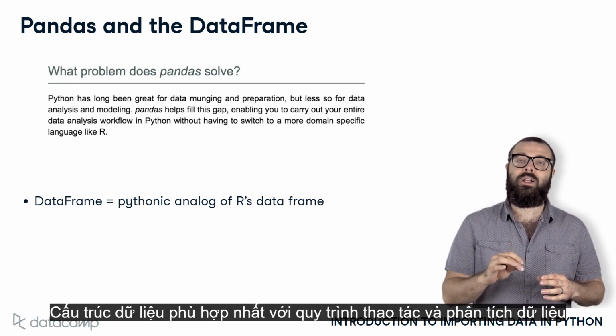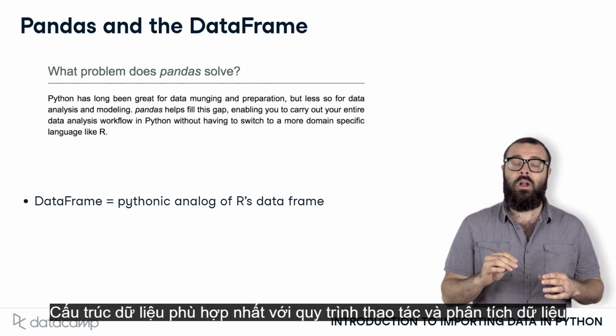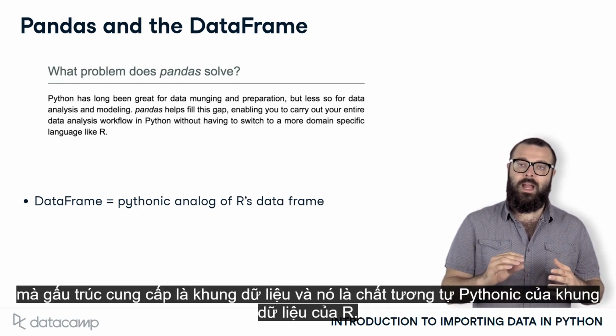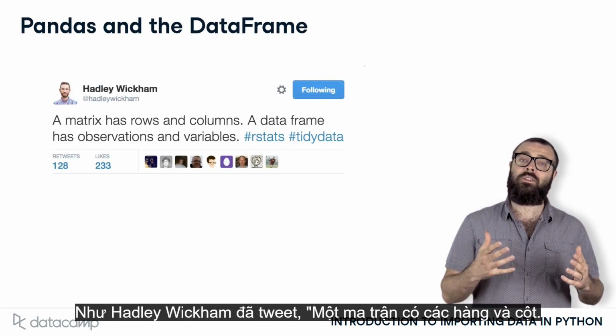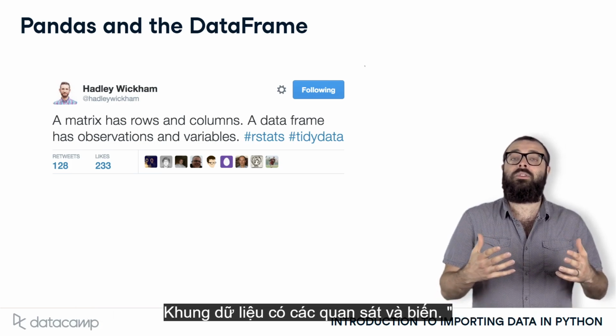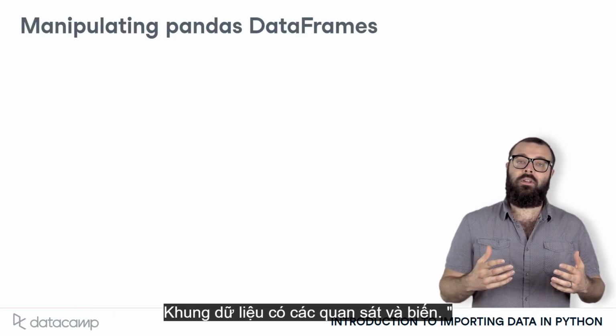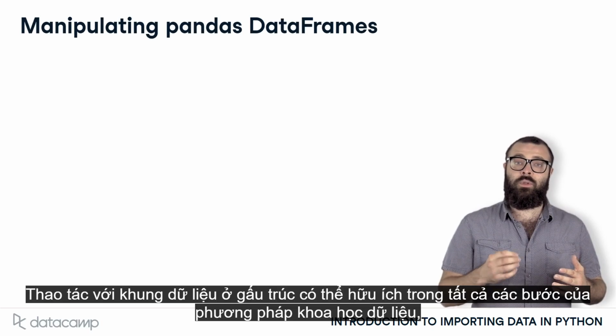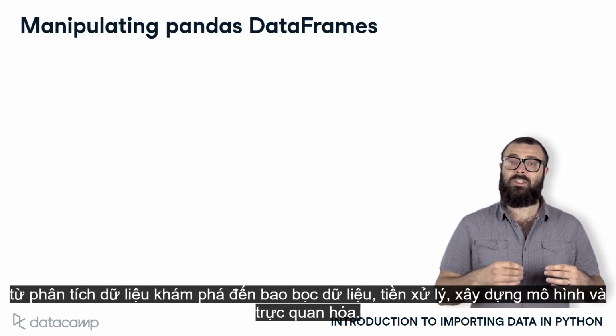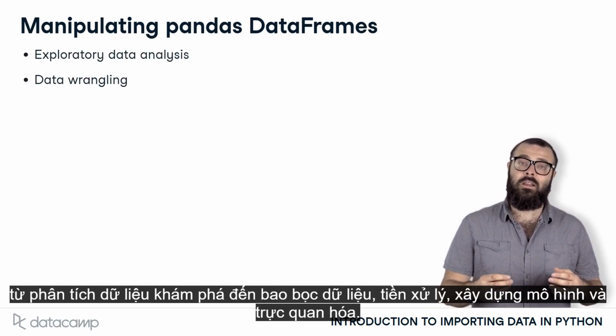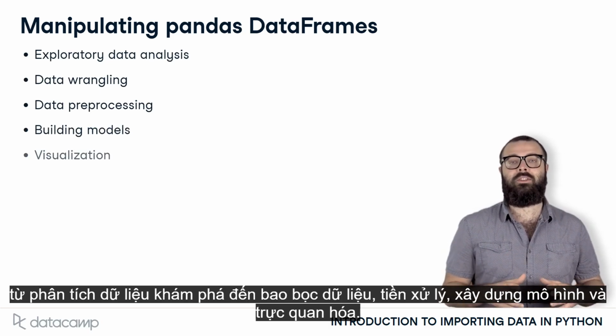The data structure most relevant to the data manipulation and analysis workflow that Pandas offers is the DataFrame, and it is the Pythonic analog of R's data frame. As Hadley Wickham tweeted, a matrix has rows and columns, a data frame has observations and variables. Manipulating data frames in Pandas can be useful in all steps of the data scientific method, from exploratory data analysis to data wrangling, pre-processing, building models, and visualization.